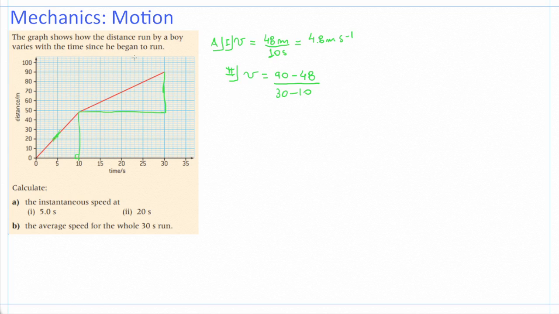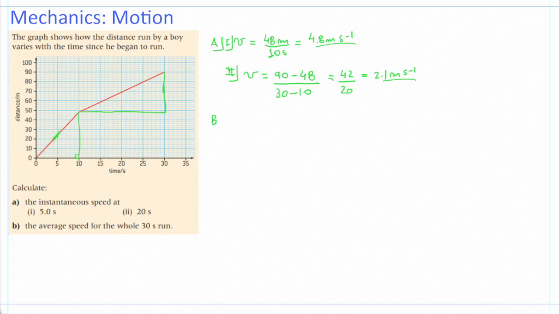If this was a very strange graph, you could just subtract those two. So 90 minus 48, that would be 42 over 20. So that would be 2.1 meters per second. So as we had predicted, it's a slower speed, much smaller. It's more than twice smaller than the original one.